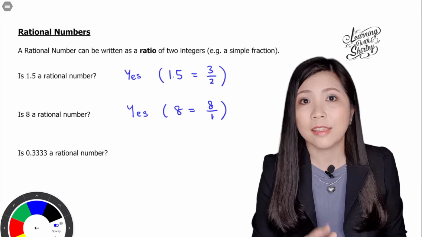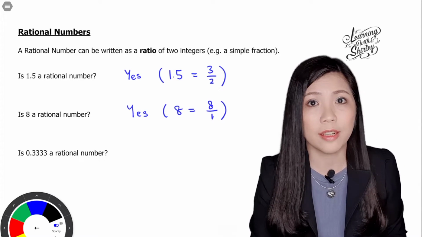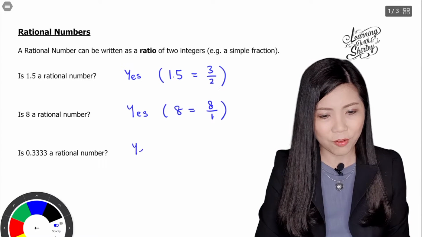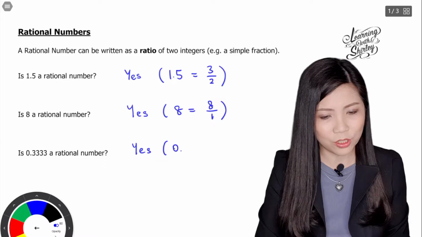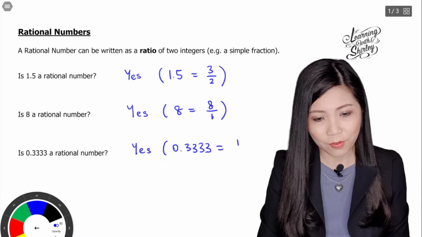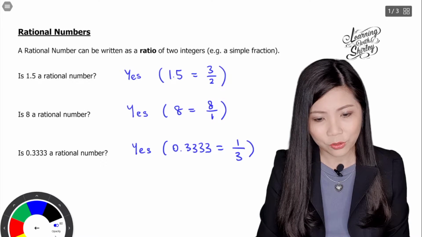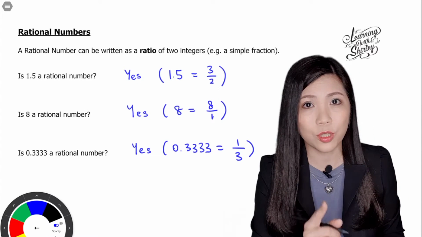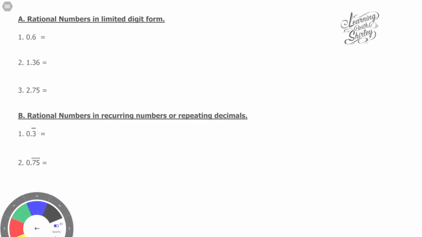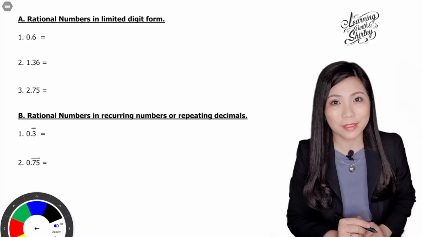Next, is 0.3333 a rational number? Yes, because you can write it as a fraction, which is 0.3333 is equivalent to 1 over 3. So therefore, 0.3333 is a rational number. Let's look at more examples.